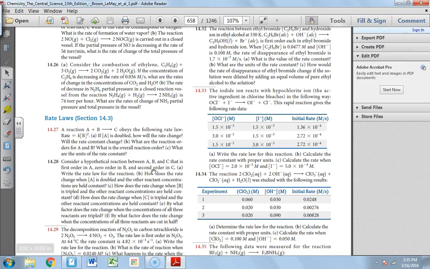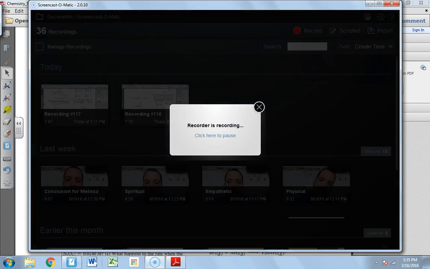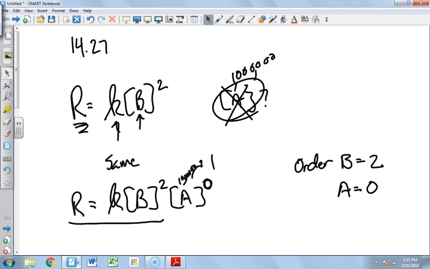Now, what is the overall reaction order? When we do the overall reaction order, it is just adding these two, so 2 plus 0 is 2, the overall. And that's fairly straightforward.